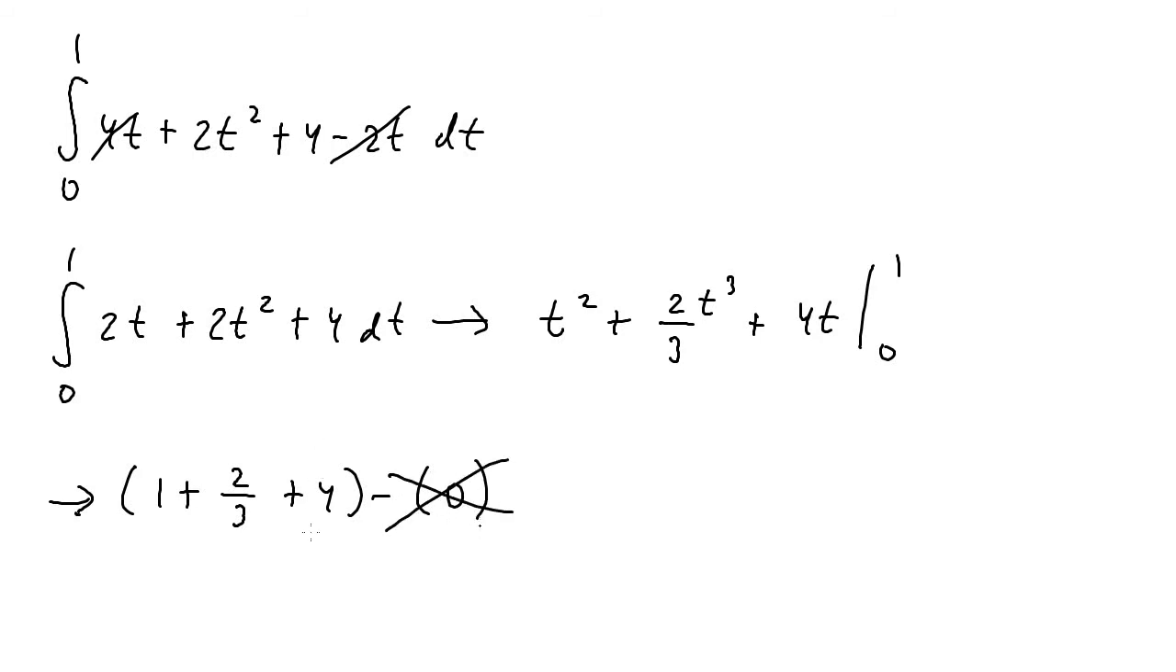So that will cancel, and so I can rewrite 1 as 3 over 3. We have plus 2 over 3, and I can rewrite 4 to get the common denominator of 3 as 12 over 3.